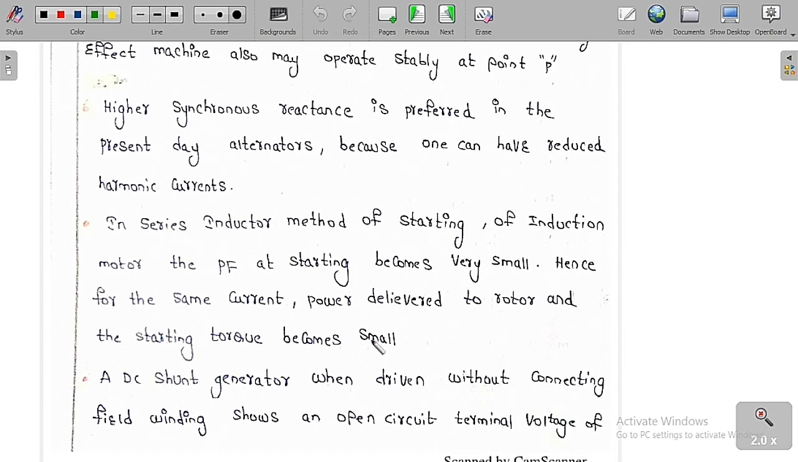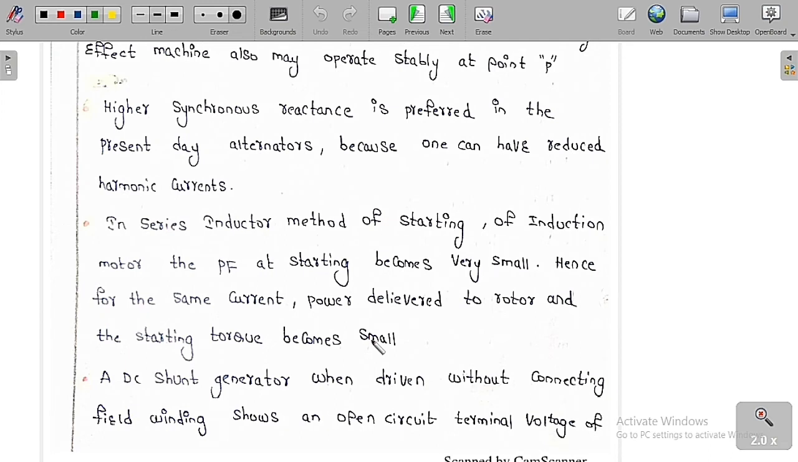The starting torque is very less and the power factor is also very less if you are not going to keep any capacitor in the auxiliary winding. So in the series inductor method of starting of induction motor, the power factor at the starting becomes very small. Hence for the same current, the power delivered to the rotor and the starting torque become very small.